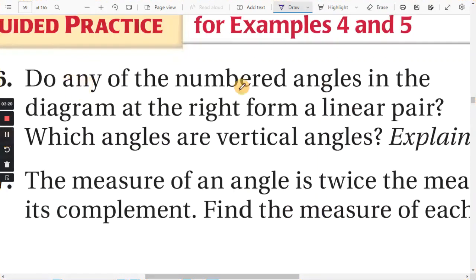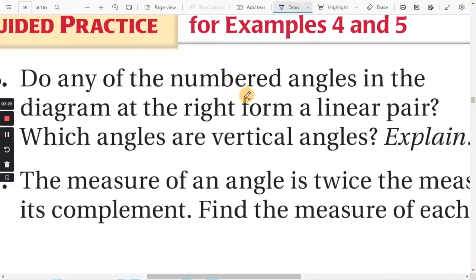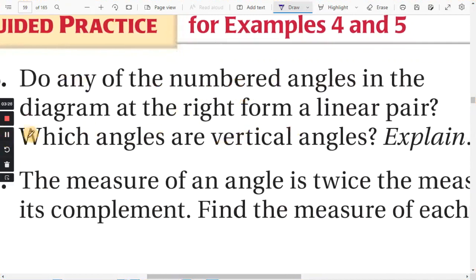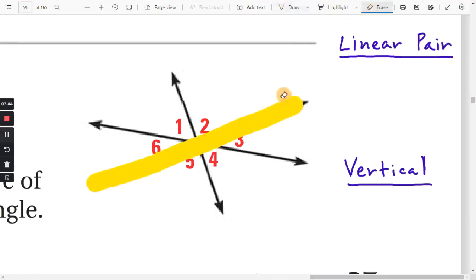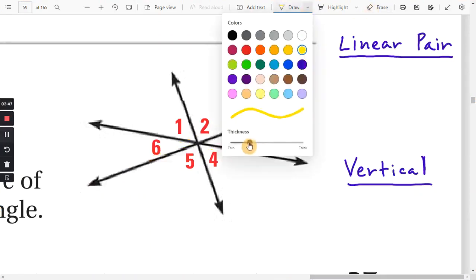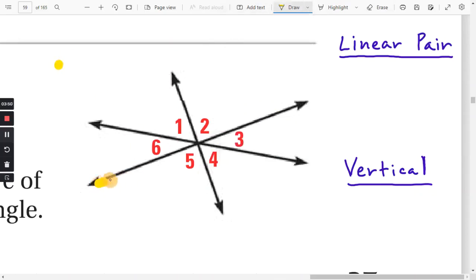Okay, so let's see. Do any of the numbered angles in the diagram at the right form a linear pair? Which angles are vertical angles? Let's take a look. All right, first let's look for a linear pair. It has to be two angles based on the word pair. So let's see. If we drew a straight line right here, if we use this straight line, that's a little too much. Let me see. All right, if we drew a straight line right here, we have 1, 2, 3 on that side, no good. 1, 2, 3 on that side, no good. So that won't work.